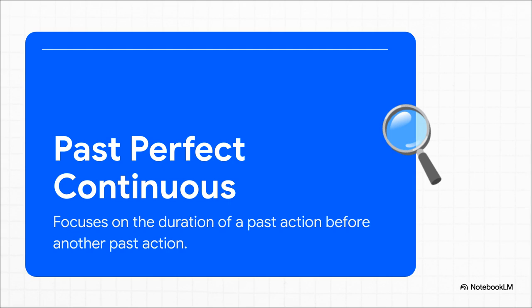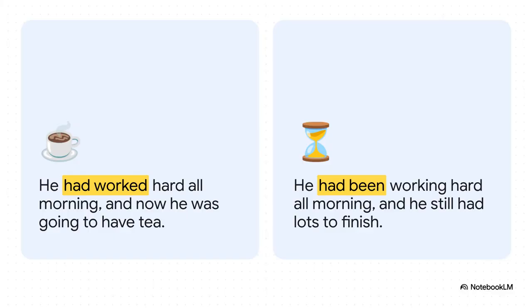The structure shifts just a tiny bit here. We use the subject plus had been plus the main verb with an ing ending. Let's compare them directly so you can really feel the difference in meaning. First, the simple form. He had worked hard all morning, and now he was going to have tea. This puts all the focus on the completion and the result. The work is totally done. It's tea time. Now the continuous form.